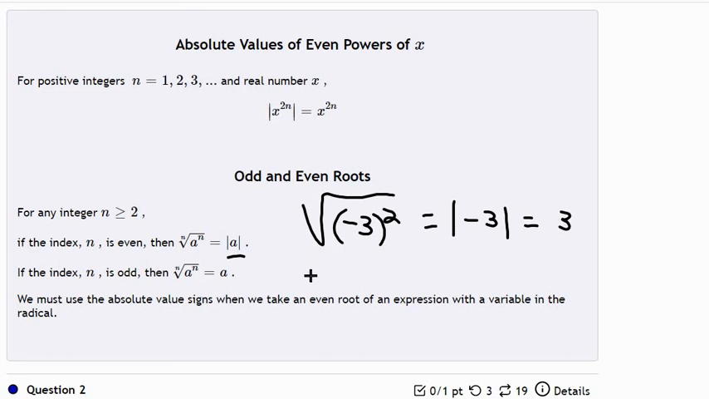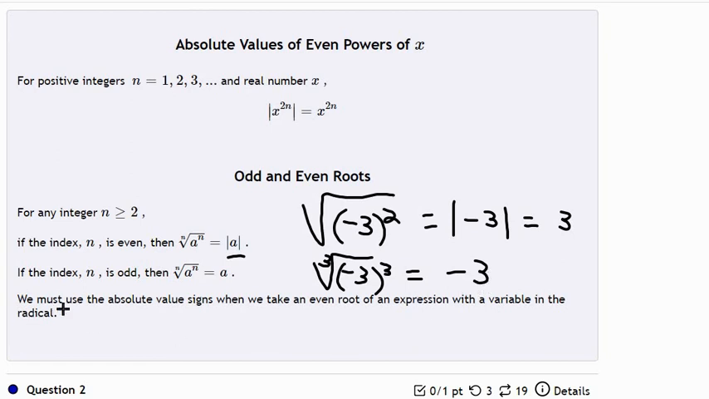On the other hand, if I was doing an odd index, well, it's the cube root then of negative 3 to the third power. 3 is an odd number. Well, in this case, the answer doesn't need the absolute value. It's just negative 3 as the answer, and the absolute value isn't necessary. So as you can see, if the index is even, you use those absolute values. But if the index is odd, you don't use the absolute values, and you get different answers.